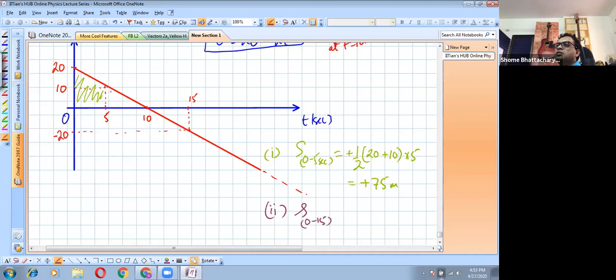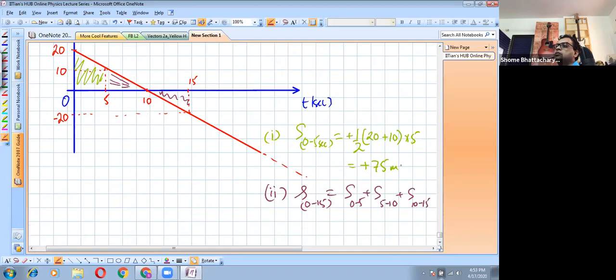So if you see this area now, and then also this area, this will be the displacement from 0 to 5 plus the displacement from 5 to 10 plus the displacement from 10 to 15. If I break it in 3 parts like this, this part you can already see is this. So this gets substituted here. So this is 75. But what about the second part? It is coming as this triangle's area.